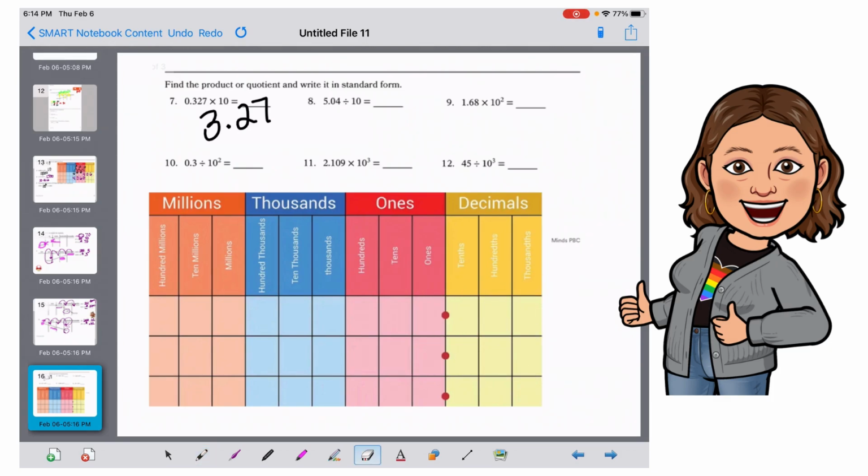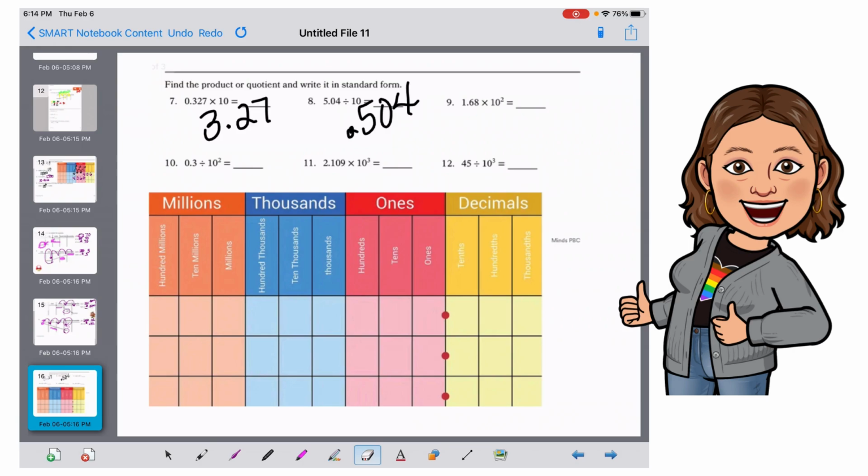Okay, the next one, I am saying I had 5 and 4/100ths. And we are dividing by 10. That means dividing is going backwards. Only by 10, so I'm going back one place value. Everything in that number comes back with me. Just like that. Now we have 504 thousandths.